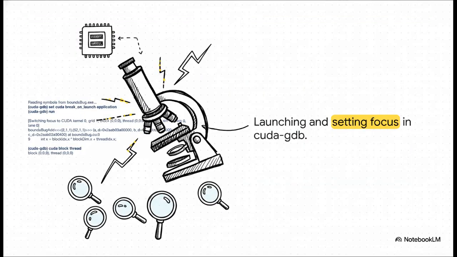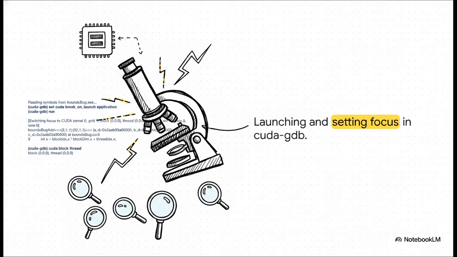Here, we're launching a debug session. We use the command set cuda break_on_launch application. That tells the debugger to pause the exact moment our kernel starts running. Then, when we type run, the debugger catches the launch of bounds_bug_add. And notice the output here. It explicitly tells us that it has switched its focus to CUDA kernel 0, grid 1, block 0, thread 0. We can double-check this at any time just by typing cuda block thread to see exactly where our debugging microscope is currently pointed.